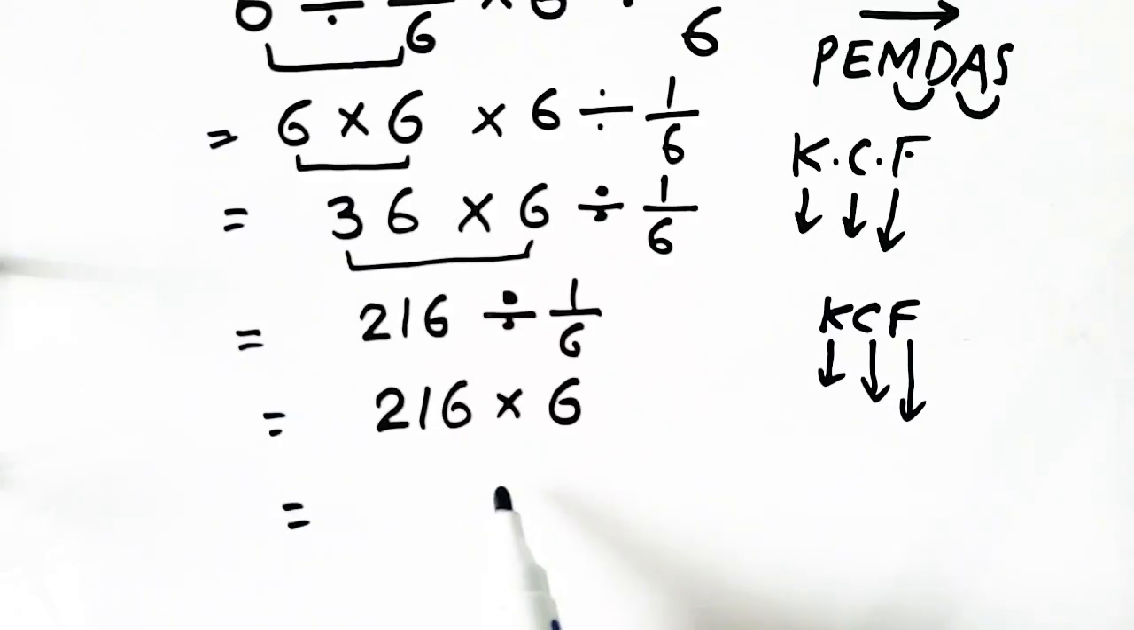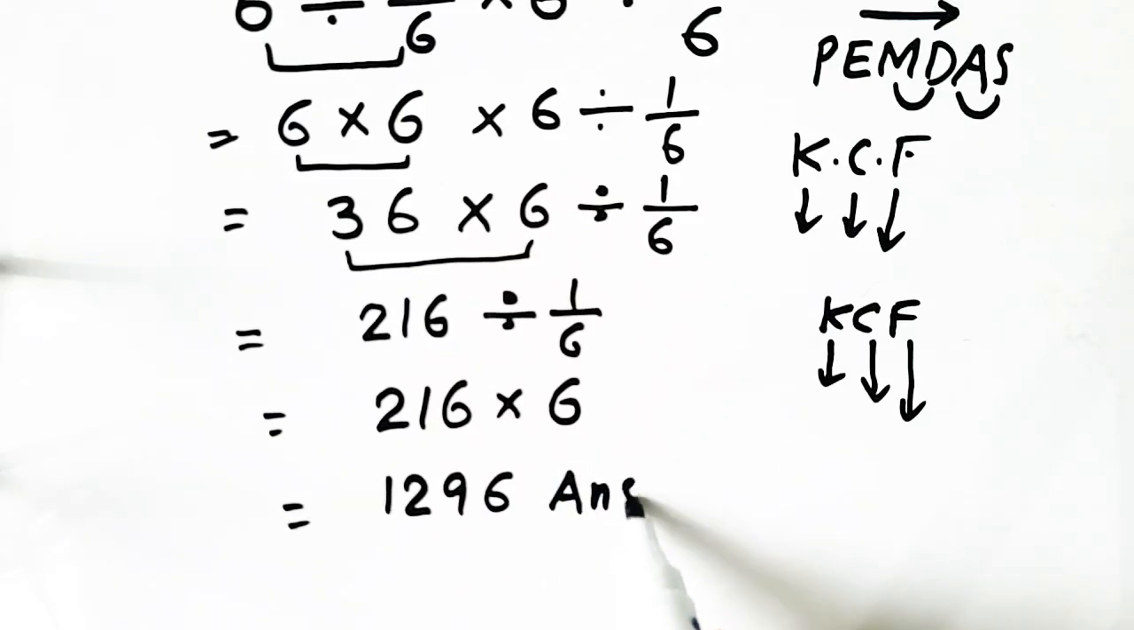After multiplication, we will get 216 multiplied by 6. It will become 1296, which is our answer.